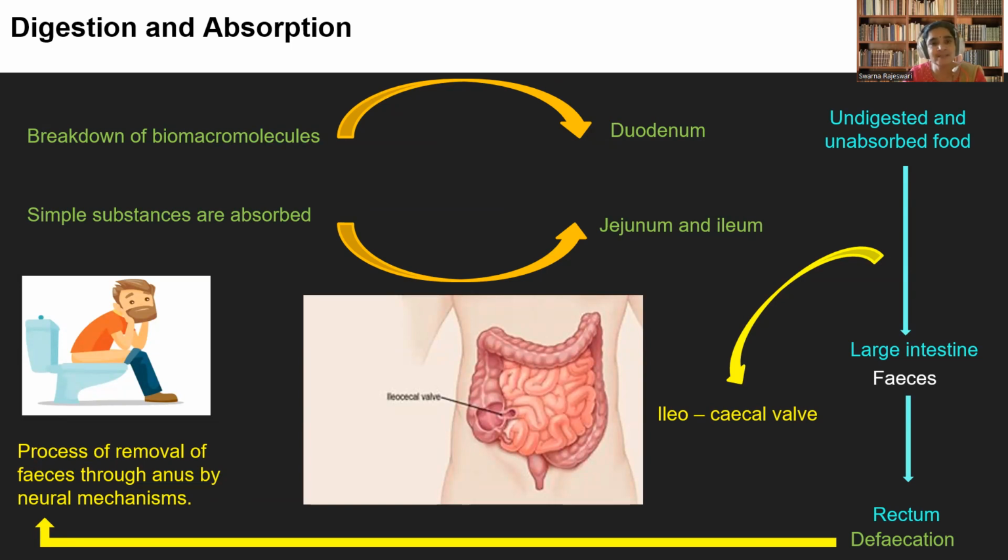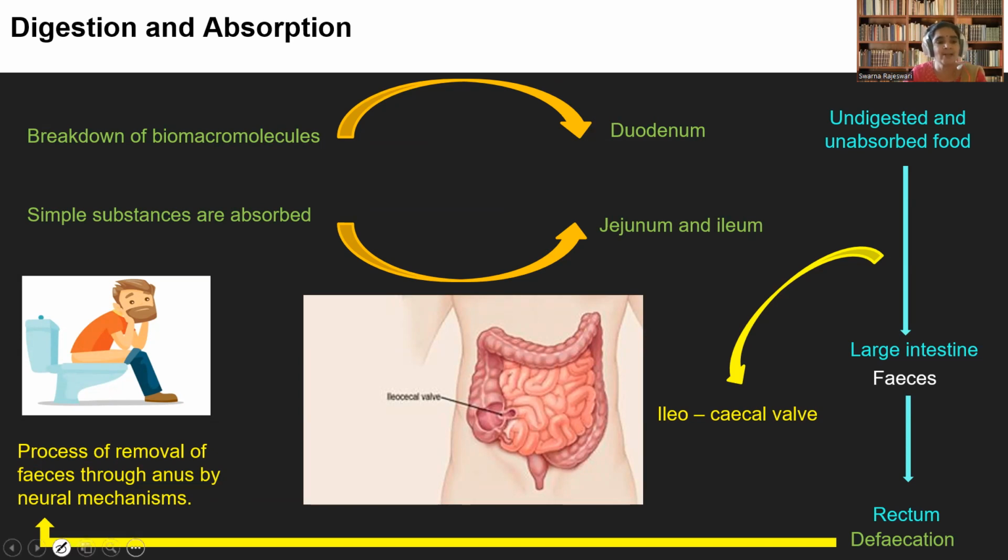Why does the food have to be absorbed? This absorbed food particle in the blood has to produce energy in the form of ATP. So, absorption is the movement of the digested food particle through the wall of the alimentary canal into the bloodstream for the production of energy in the form of ATP. We call it absorption.